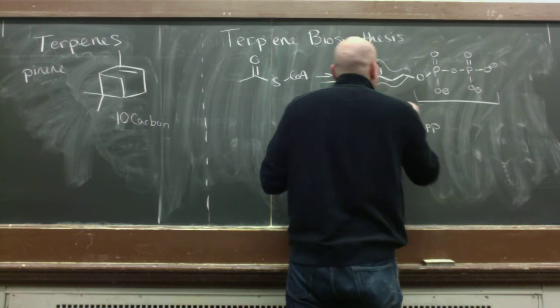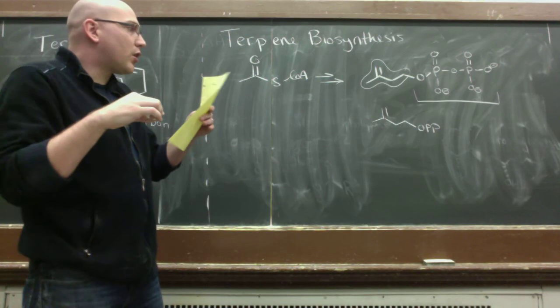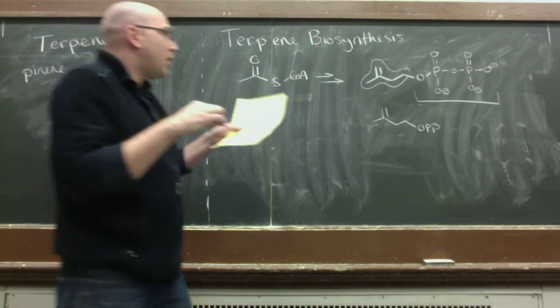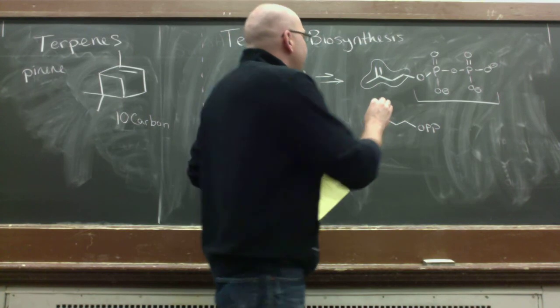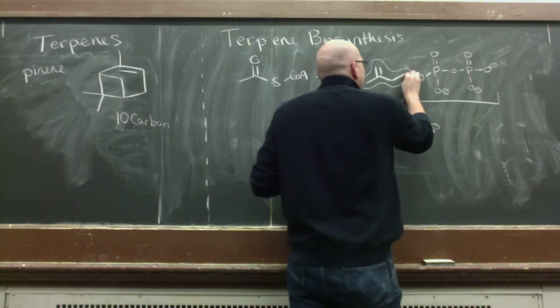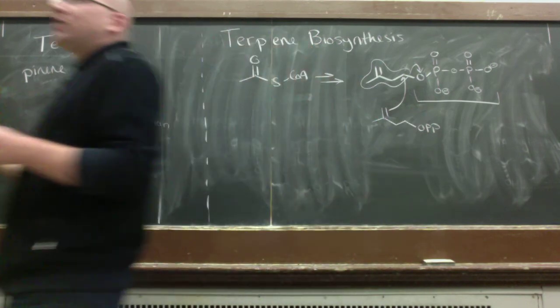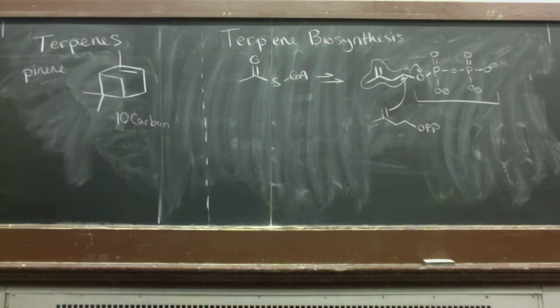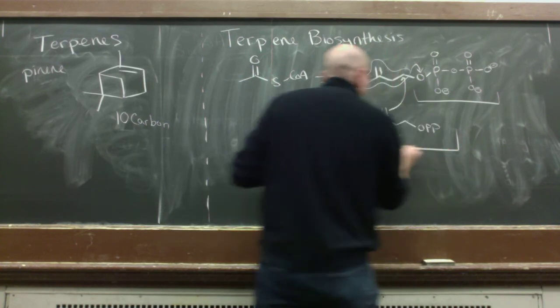What's going to happen is, I'm just going to put OPP there, and this double bond can be in multiple different positions, that's just one of them. What's going to happen is, and we've seen this in the past, alkenes serving as nucleophiles. The alkene, you can sort of imagine, is going to react and displace the phosphate.